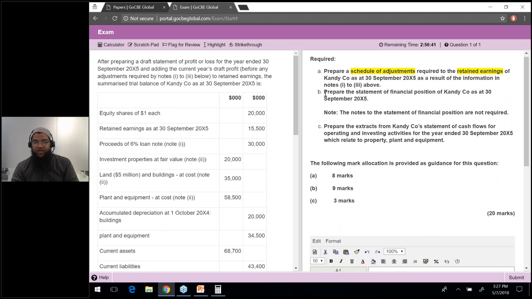In part B, the question says to prepare a statement of financial position, which means a balance sheet, of Candy Company as at 30th September 20X5. This is my year end. And the question says that the notes to the statement of financial position are not required, so we're not going to prepare any notes. We will be preparing the schedule of adjustments, and we will be preparing the balance sheet.